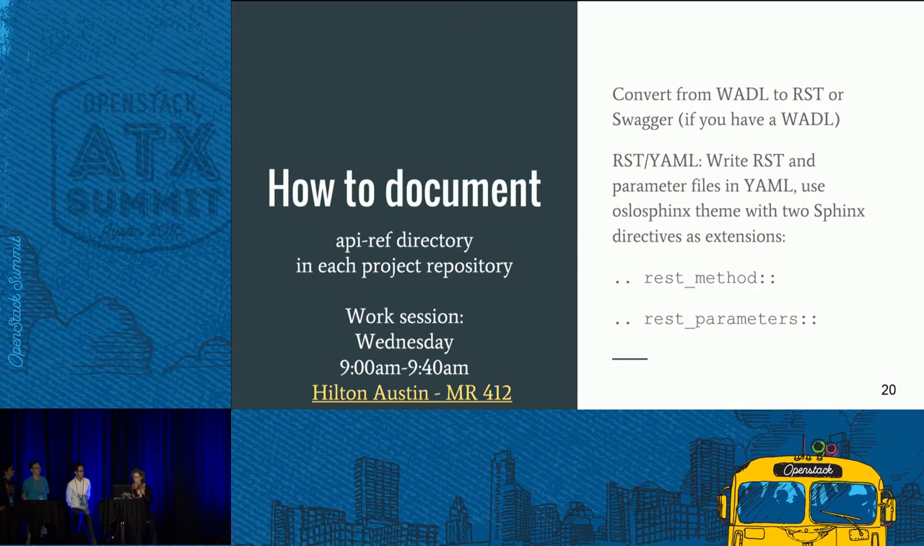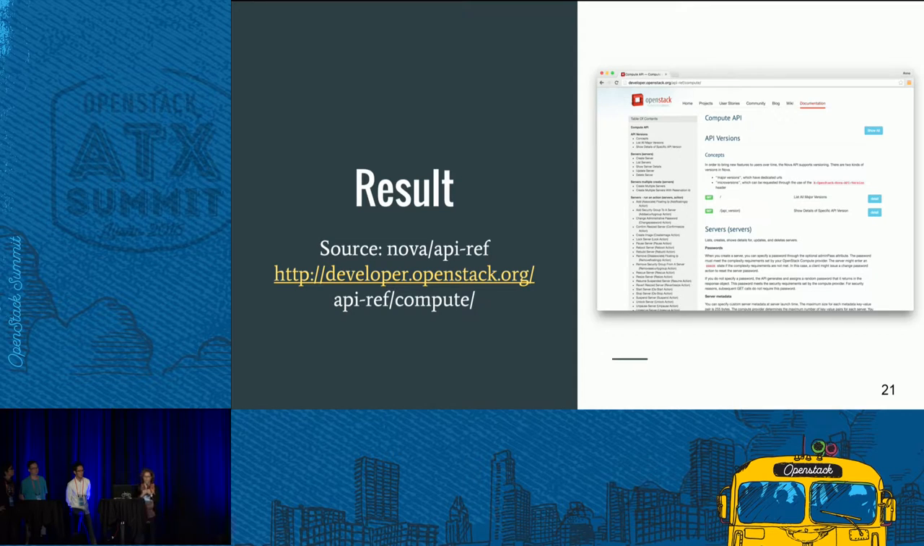Wednesday, get to the Hilton. This is what we have today as a proof of concept for migrating in this next release. So if you go to developer.openstack.org/api-ref/compute, that is what you'll see.